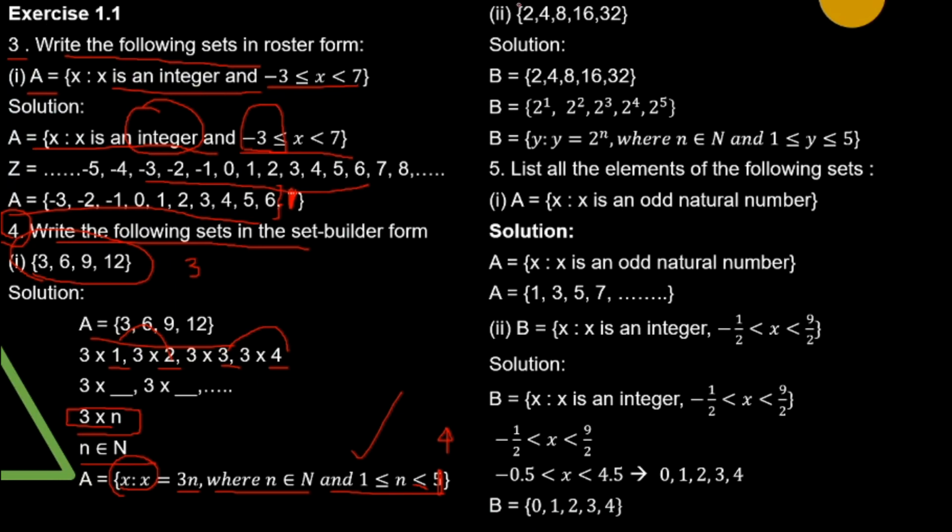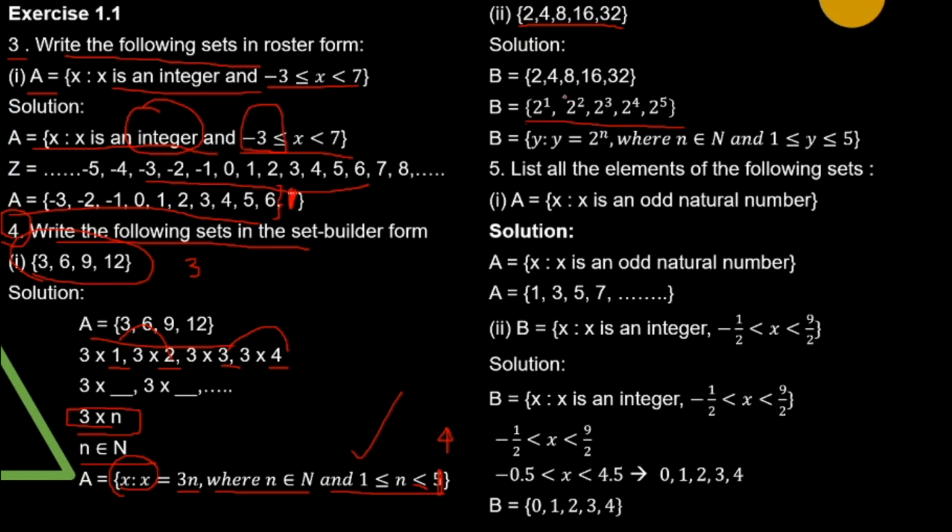Next question. 2, 4, 8, 16, 32. See, many numbers will be given. You should understand the form, what it is. Okay, so in what way is it 2, 4, 8, 16, 32? Yeah, it is in the form of 2's power. 2 raised to 1, 2 square, 2 cube, 2 raised to 4, 2 raised to 5. Here we have. Is it clear?